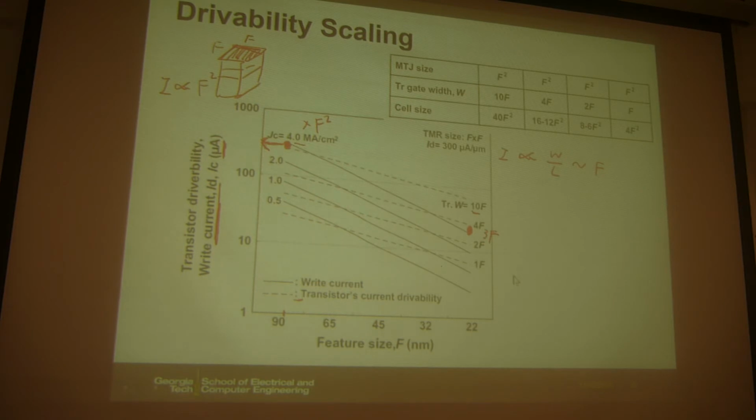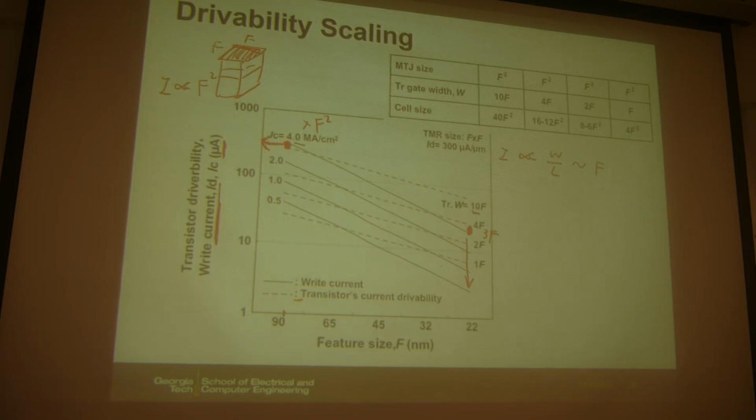Of course, if you want to really make the 6F square, you need to change your material stack and really reduce the JC value, that is the current density. That only depends on the material. That does not depend on your technology node. So you have to move those lines vertically down. Then W over L equal to 1 will work in that case. But that is challenging from the material and fabrication point of view.